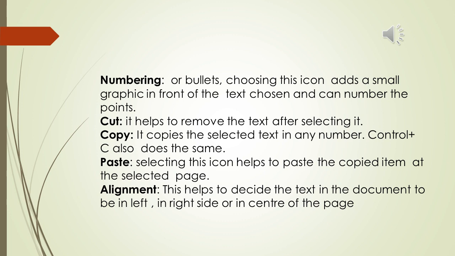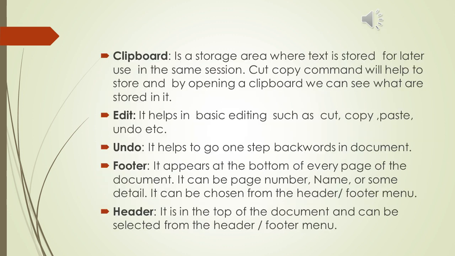Alignment helps to decide the text in the document to be in the left, in right or in the center of the page. Clipboard is a storage area where text is stored for later use in the same session. Cut copy command will help to store, and by operating a clipboard we can see what are stored in it. Edit helps in basic editing such as cut, copy, paste, undo, etc. Undo helps to go one step backward in the document.